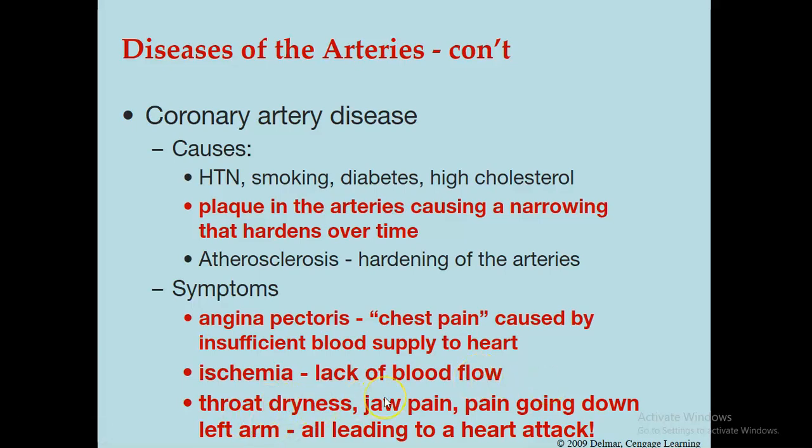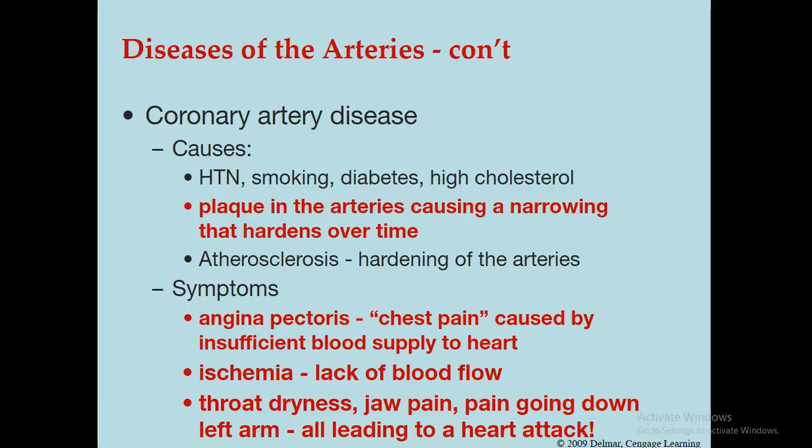And then these are your classic symptoms of a heart attack: throat dryness, jaw pain, pain going down the left arm. You need to add in right here nausea, pallor. Pallor means they are pale. They can also be sweating, okay? So those are your classic symptoms: throat dryness, jaw pain, pain going down the left arm, nausea, pallor, and sweating. And all of that can be leading to a heart attack.